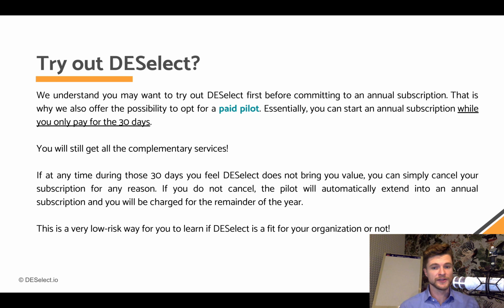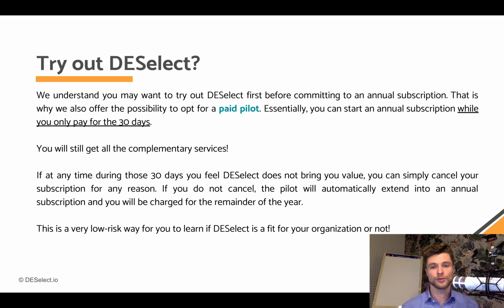What if you want to try out DESelect? We do get that question a lot. We understand that you may want to try it out before committing to an annual subscription. That is why we offer the possibility to opt for a paid pilot. Essentially, you can start an annual subscription, but you only pay for the first 30 days. And while you do this, you still get all the complementary services. So you get all the benefits of an annual subscription, but you initially only pay for 30 days.